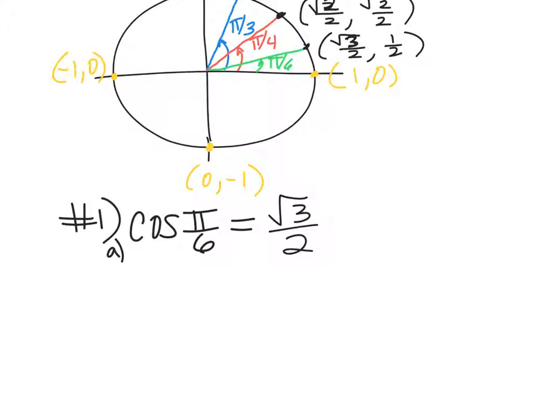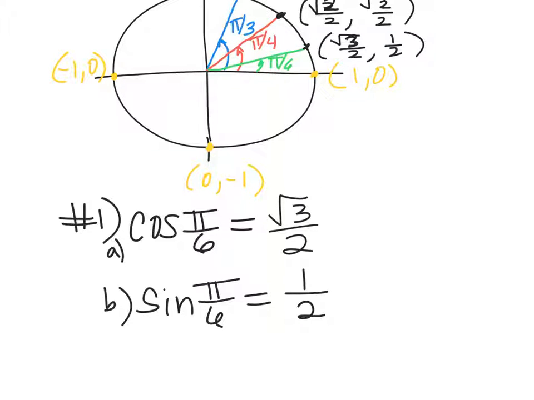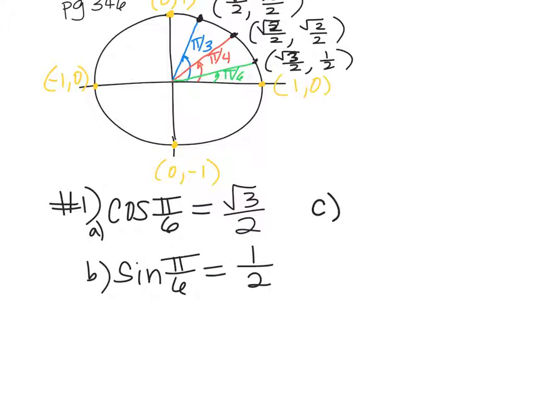All right, let's do another one. How about the sine of pi over 6? The sine of pi over 6. So remember, cosine is the x value, sine is the y value. So what would the sine of pi over 6 be? 1/2. So you go to pi over 6. It's all filled out right there for you. Good. All right, how about the tangent of pi over 4?